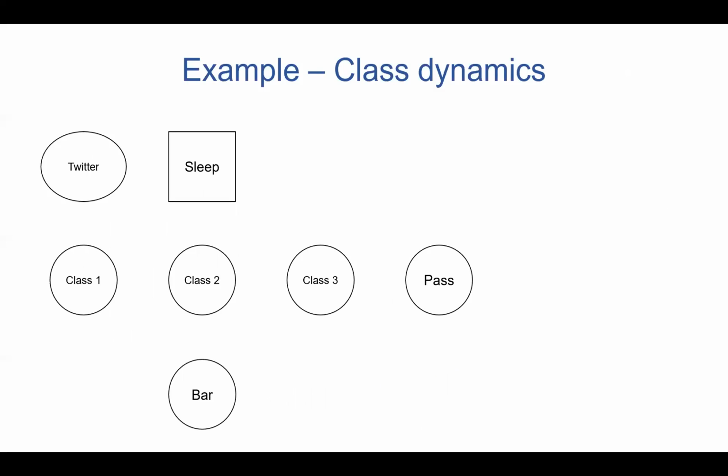Suppose class dynamics example. Suppose that we're in this class, and the requirement for this class is that you have to take 3 of these next classes to pass the reinforcement learning part. Class 1, class 2, class 3. If you take all 3 classes without sleeping, without missing the class, then you're going to pass.